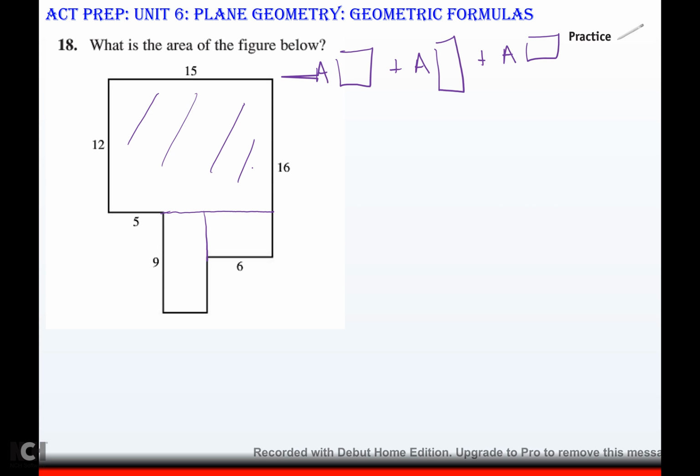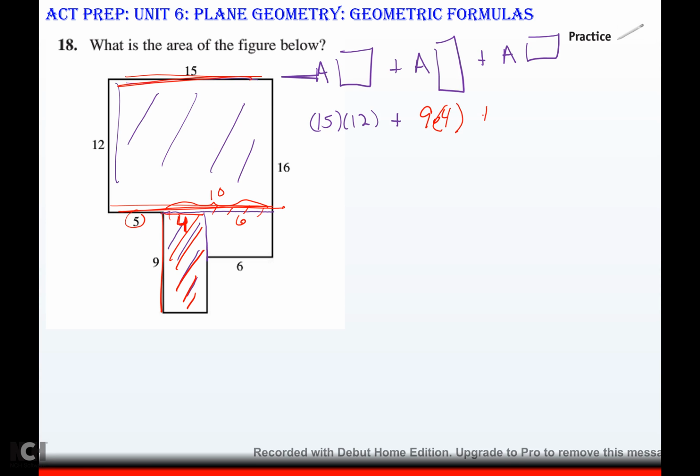Well, this rectangle is going to be its length times its width, so that's going to be 15 times 12 plus the area of this one. Well, we got some figuring to do here. I know the length, but I need to know the width. Well, if this whole side is 15, then all of this has to be 15. Well, I'm taking 5 away here, which would leave this all to be 10 units long. Well, if from here to here is 6 units, then this has to be 4 units. So this rectangle here is going to be 9 times 4.